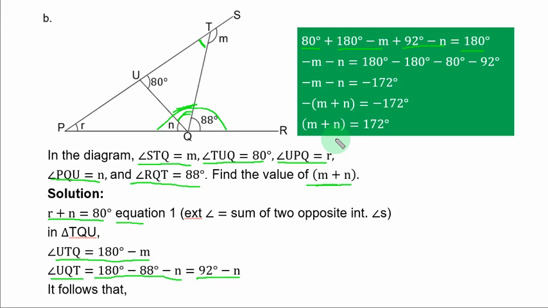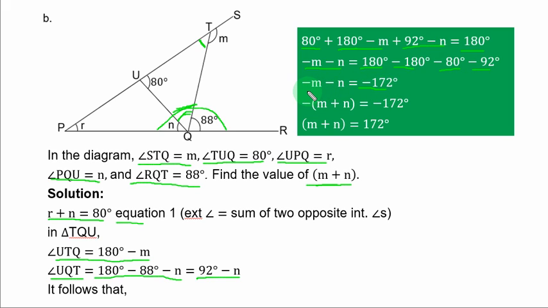So let's transfer every other term, and you have minus m minus n here remaining. You have 180 degrees. You transfer this 180, it becomes minus. You transfer 80 degrees, it becomes minus. You transfer 92 degrees, it becomes minus. If you subtract the right hand side, you have minus 172 degrees.